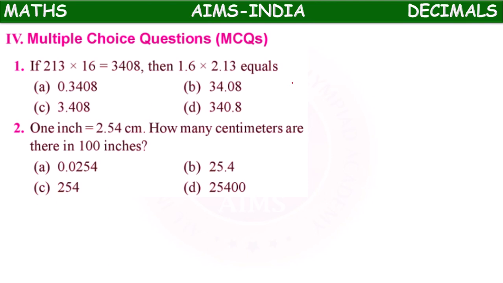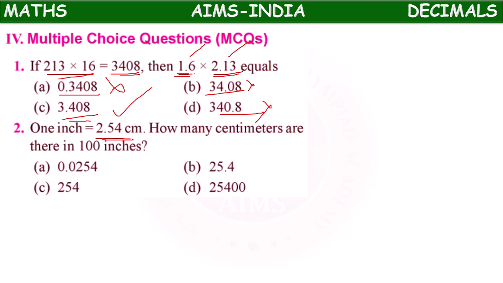Next, multiple choice questions, MCQ. 213 into 16 equals 3408. Then what is 1.6 into 2.13? One decimal place, two decimal places. So in the answer, we should have three decimal places. Here four decimal places is wrong, two wrong, one wrong, three decimal places. C option is the correct answer.